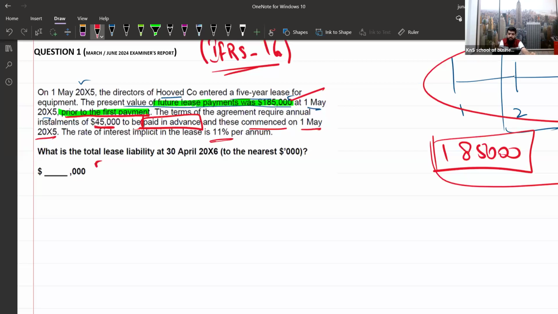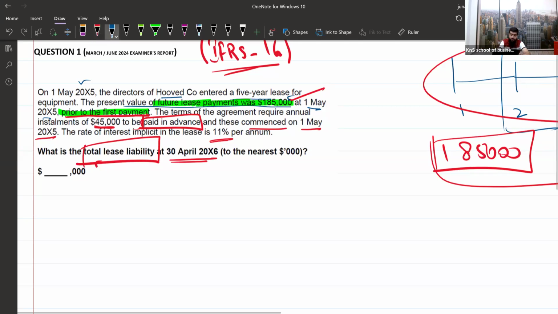The implicit rate is 11%. Now what is the requirement? What are the possible requirements that the examiner might ask you? Number 1, what will be the amount of depreciation expense? What will be the amount of finance cost to be charged to P&L? What is the amount of current liability? What is the amount of long-term liability? And what is the amount of total liability that should be reported in the statement of financial position? Here the requirement is the total lease liability that we need to calculate at the end of 30th April 2006, which means at the end of the first accounting period.